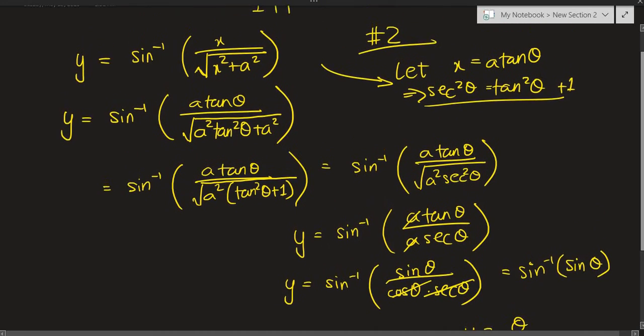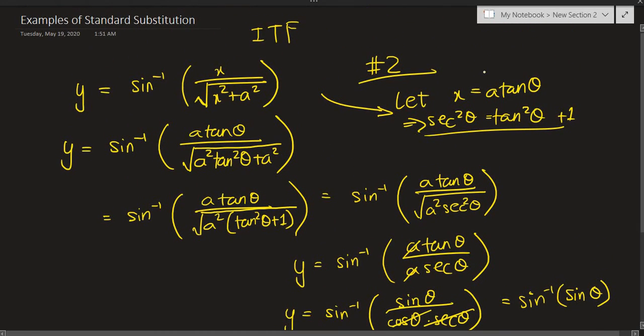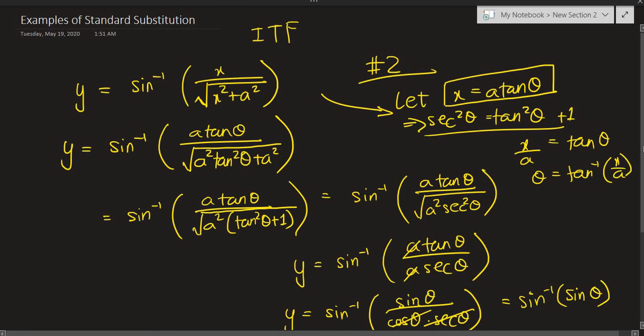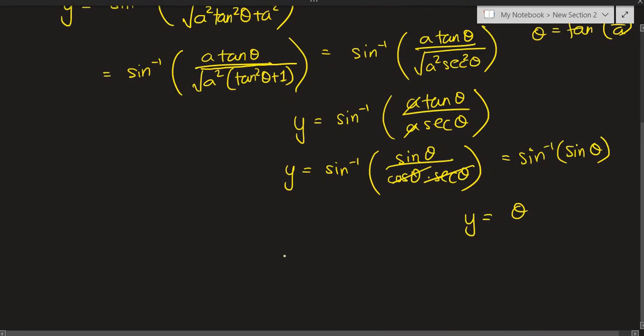What was theta? So we know a fact that x is equal to a times the tan of theta. So we know that x by a is nothing but the tan of theta. So theta is going to be the inverse tangent of x by a. So our y is going to be the inverse tangent of x by a.